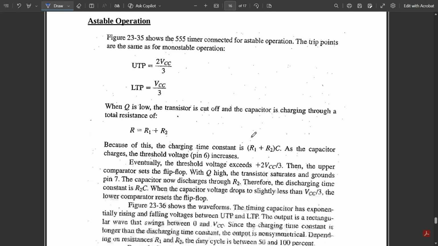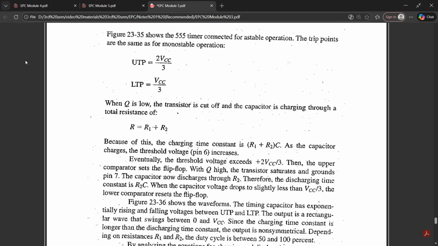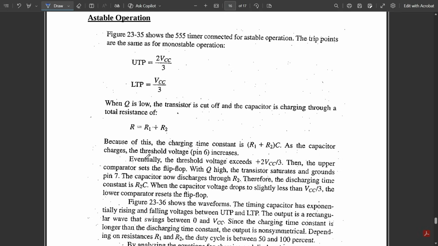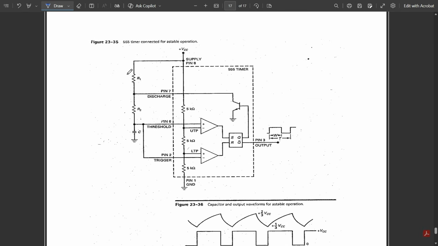Now let us get to the next operation, that is astable. It is just similar to the monostable operation whatever we have discussed, but there would be no stable state condition. Okay, what happens here? Let us see. This figure shows the astable operation. Here, if you compare with the monostable operation, it would be using a transistor, SR flip flop, and two comparator circuits.